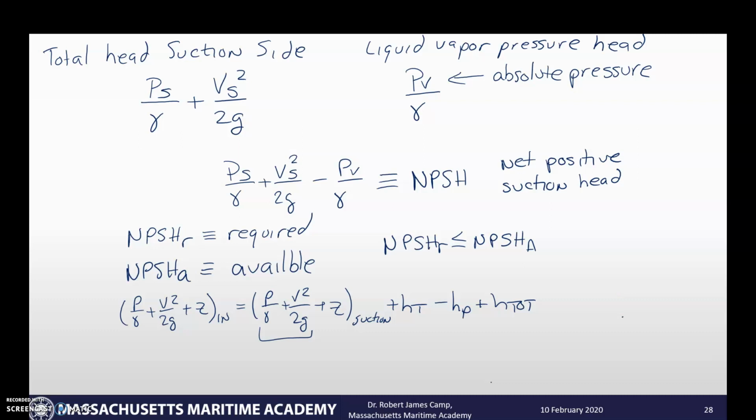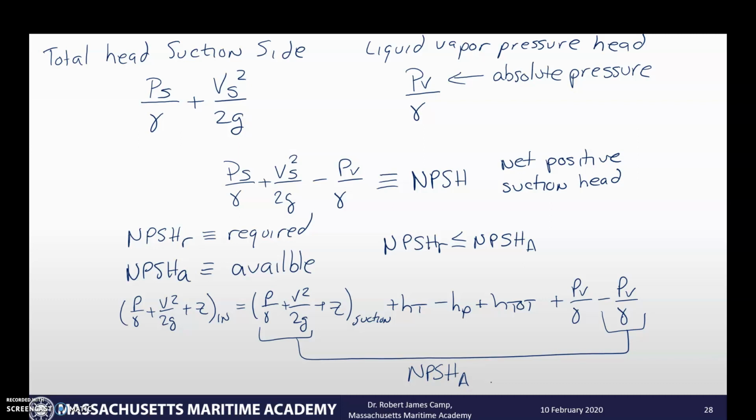Now, you should agree then that I can add the vapor pressure head and subtract the vapor pressure head from my equation. Because once again, I haven't changed anything because I've added and subtracted it. But now what I can do is take these terms here, put them together, and call that my NPSH available. Solve the rest of the system. Now this gives you the net positive suction head available right to the incoming part of the pump.